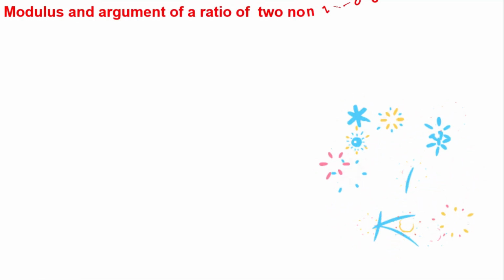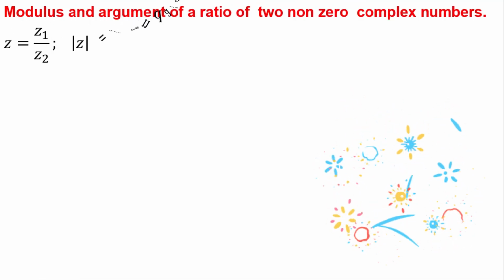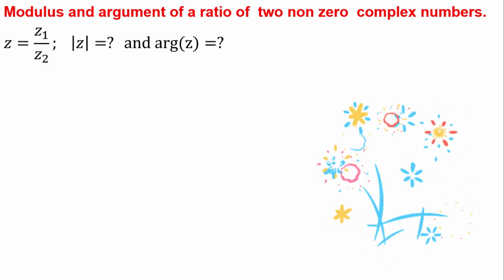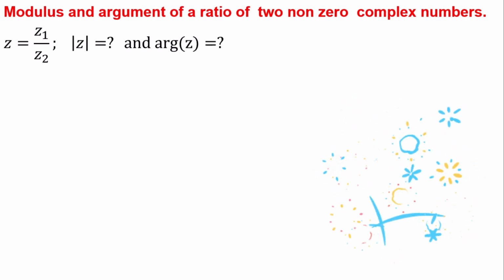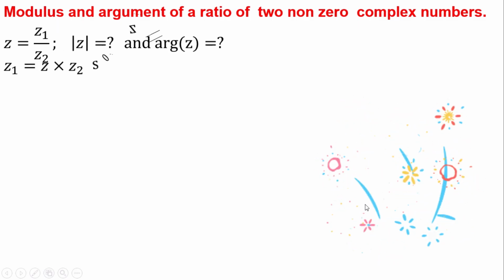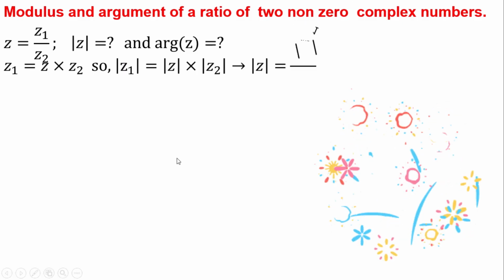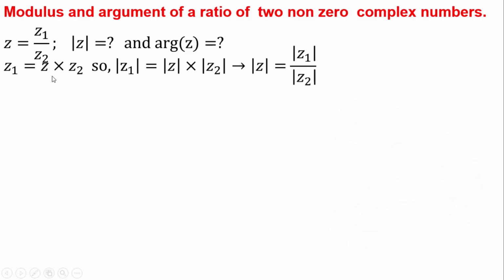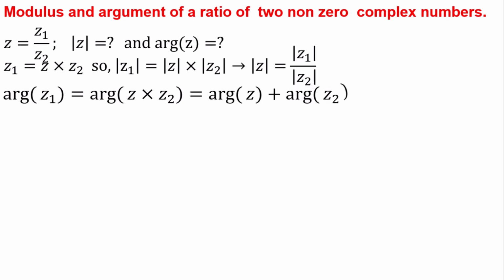Modulus and argument of a fraction. Z equals z1 over z2. We have to calculate modulus of z and argument of z. We transform this fraction into a product. Z1 equals z times z2. Since z1 is written as a product of two complex numbers, modulus of z1 equals modulus of z times modulus of z2. Then modulus of z is modulus of z1 over modulus of z2. Argument of z1 equals argument of z plus argument of z2, then argument of z equals argument z1 minus argument z2.